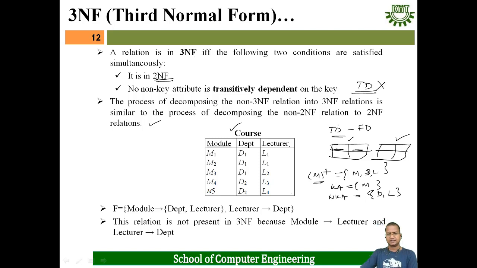Is there any partial dependency present here? Only one single attribute constitutes the key, so no partial dependency will be there. Is there any transitive dependency present here? Yes, lecturer to department. That means a non-key to non-key dependency is there. Lecturer to department is the only transitive dependency present.